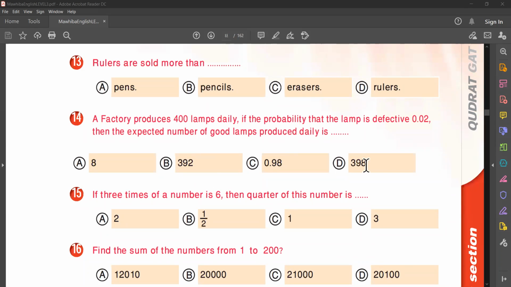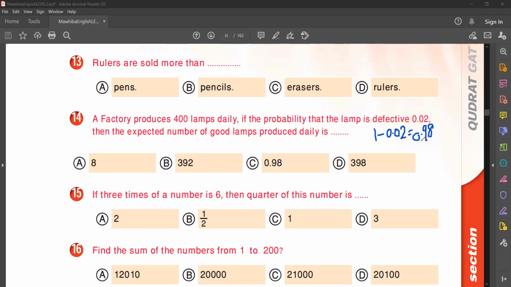A factory produces 400 lamps daily. If the probability that a lamp is defective is 0.02, then the expected number of good lamps produced daily is, okay, the probability of good lamps. Because defective is 0.02, the probability of good lamps, what is it? You only subtract, right? It is 1, because of probability, it is 1 minus 0.02 equals 0.98, right? This is the probability of good lamps.